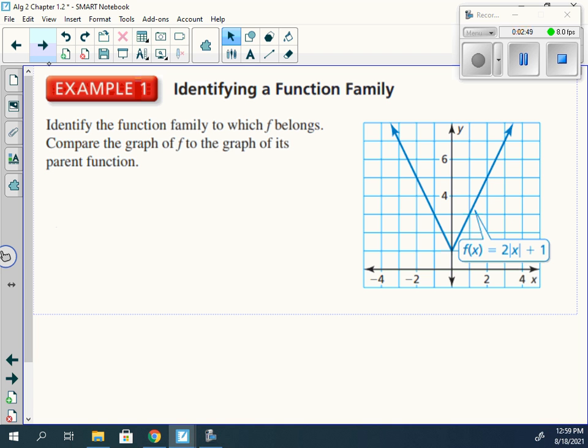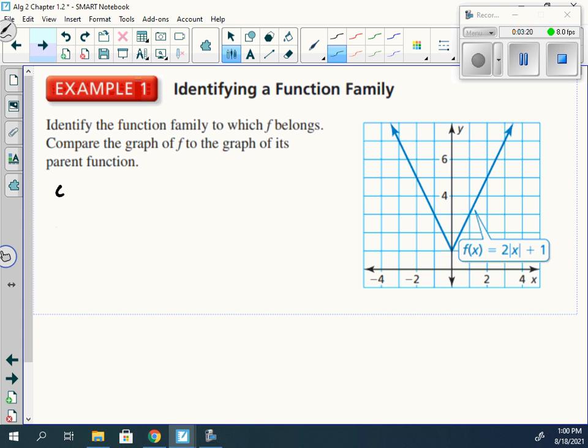Even with our different types of transformations, and that's what we're going to look at today, some of the different transformations that we can have. So looking at this here, what is the parent function for this graph, for this function here? Yeah, because it has a V shape, so it's going to be the absolute value.